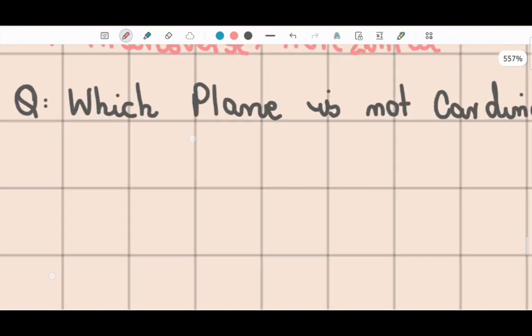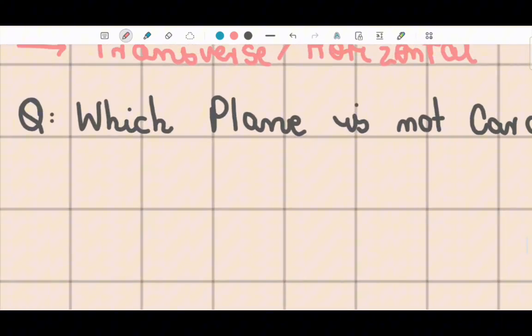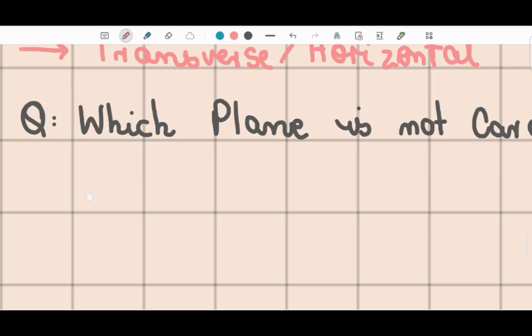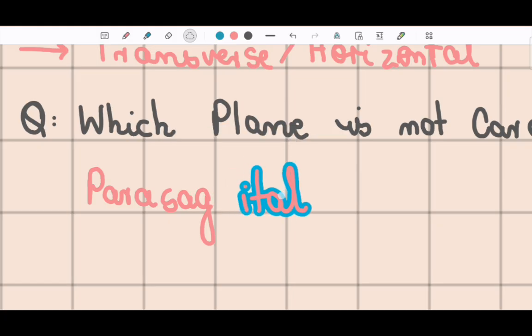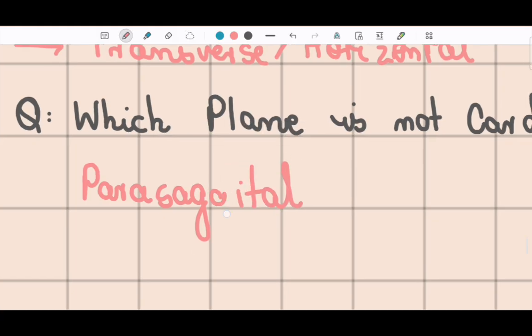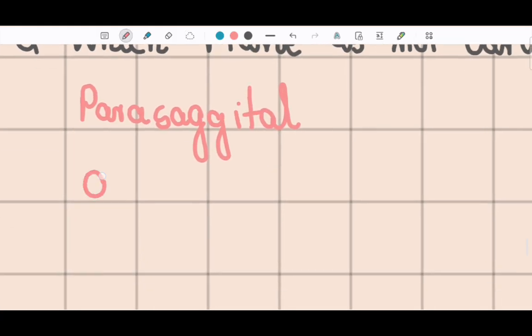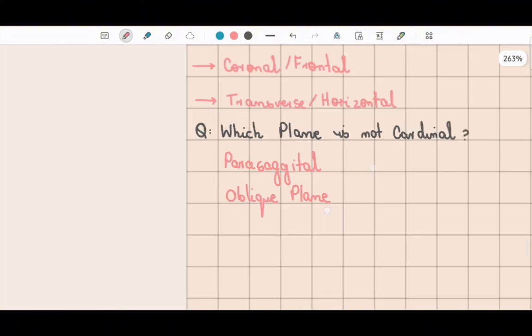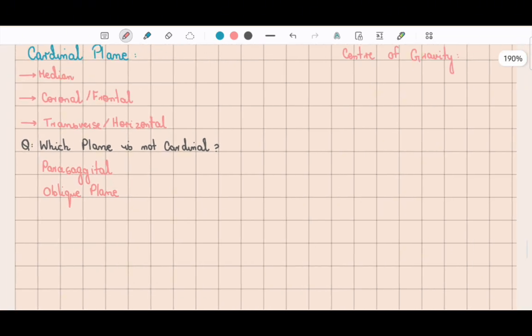which plane is not cardinal? Any plane which is not passing through the center of the body, that is your parasagittal plane. It is parallel to the median plane, so how could it pass through the center of your body? Parasagittal plane, and I guess I messed up the spelling, there was a double G. And one more plane was the oblique plane. Oblique plane does not pass through the center of your body. So that was all about the planes and the movements which occur at these planes.